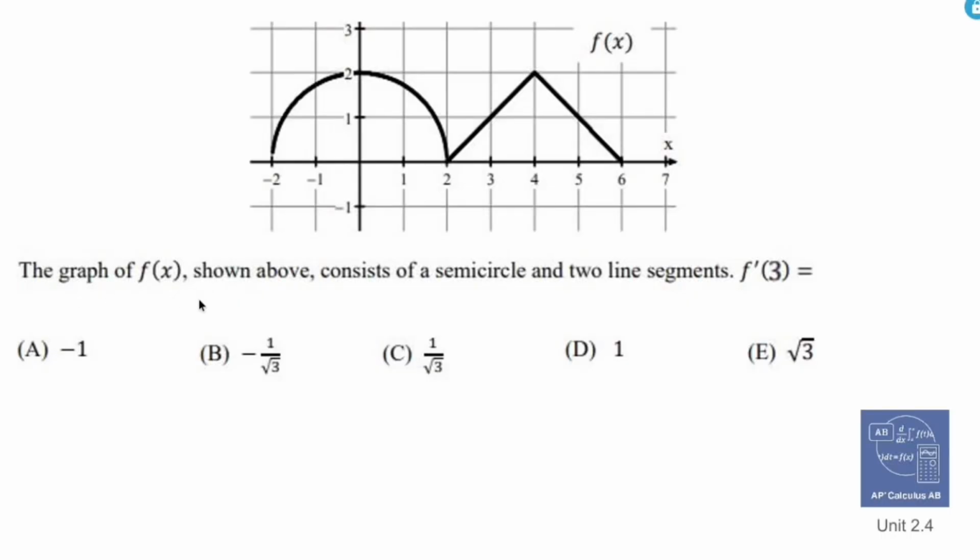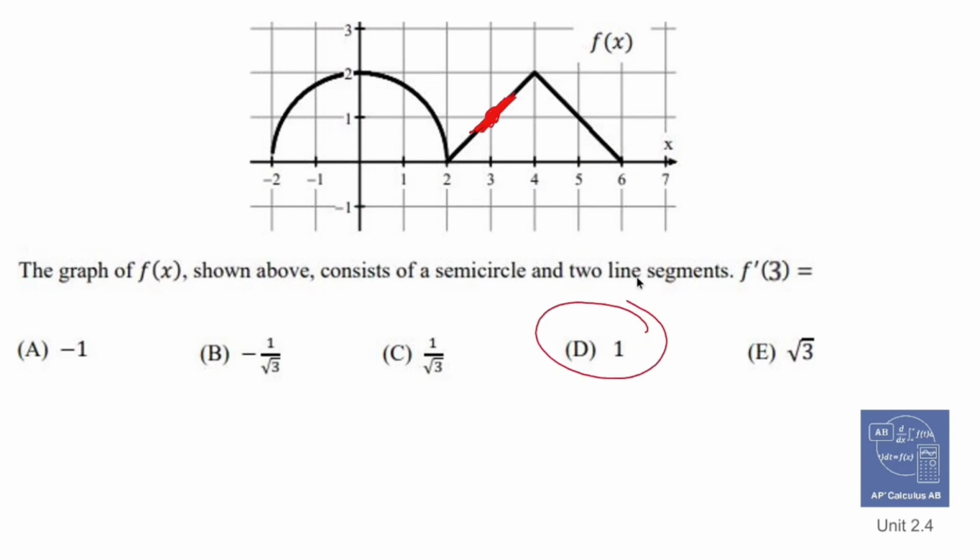The graph of f of x shown above consists of a semicircle and two line segments. There's my semicircle, there's my line segments. F prime of 3 equals what? Well, f prime means derivative, and the derivative means slope. So if I go to 3, the graph appears to be a perfectly straight line where the slope is a positive 1. So my answer is D.